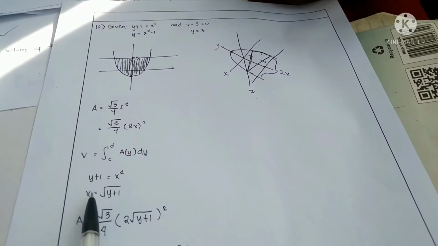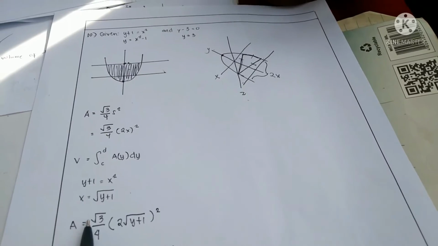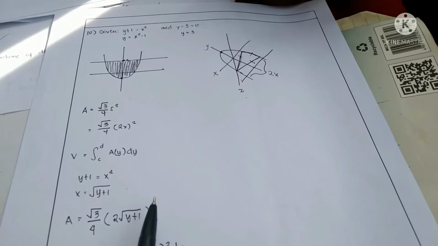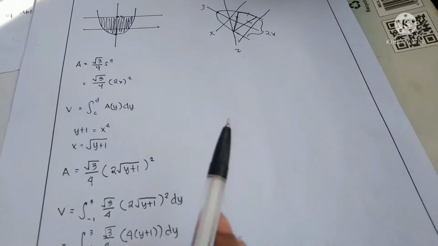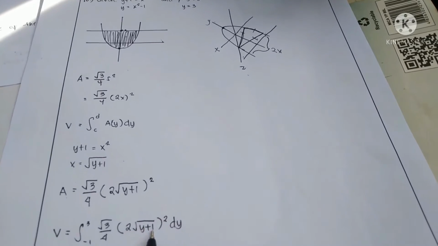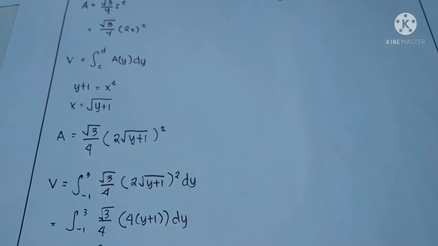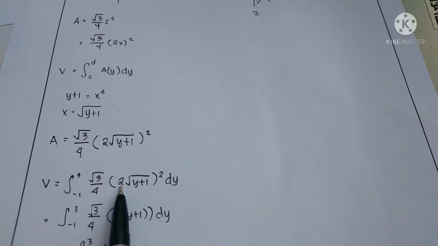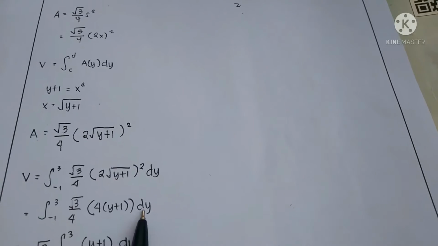So plug in natin yung value ng x dito sa nakuha nating area kanina. So A is equal to the square root of 3 over 4 times (2 square root of y plus 1) squared. V, so yung volume na yung kukunin natin. So the integral of square root of 3 over 4 times (2 square root of y plus 1) squared dy from negative 1 to 3. So the integral of the square root of 3 over 4, 2 squared is 4. Then makakancel yung square root dito, magiging y plus 1 dy siya.